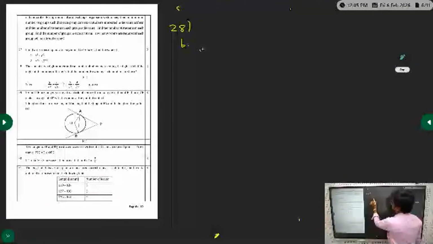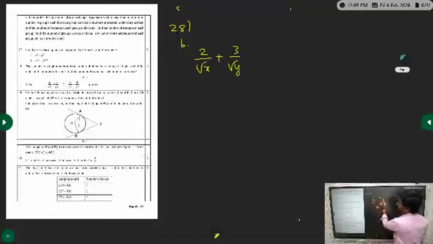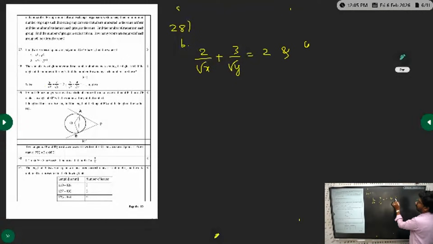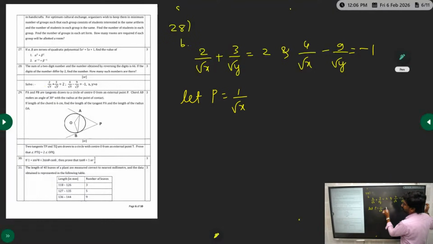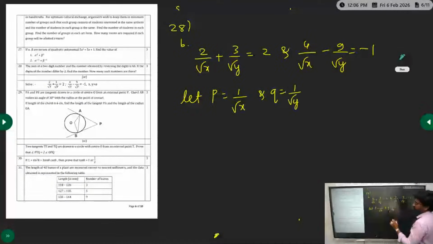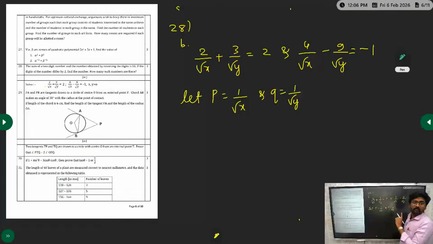Question 28(b): 2 by root x plus 3 by root y is equal to 2. Second equation is 4 by root x minus 9 by root y is equal to -1. Let p be 1 by root x and q be 1 by root y. These are the reducible equation formulas. Sometimes they might be like 1 by x. Whenever x and y are in a denominator, with either a square root or not, you take them as p and q.